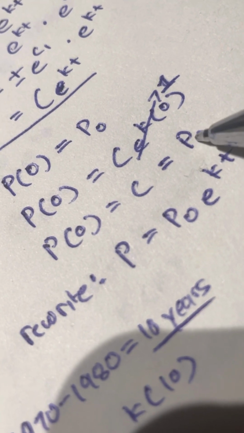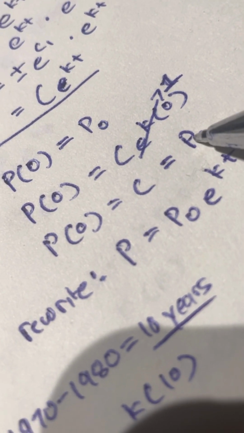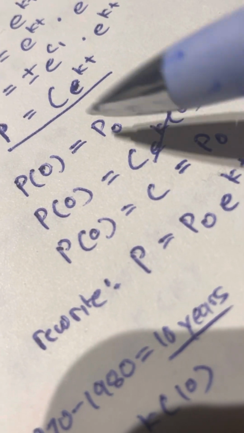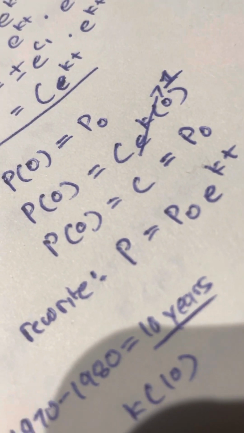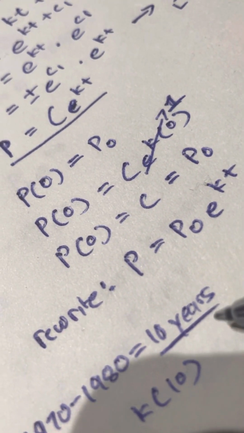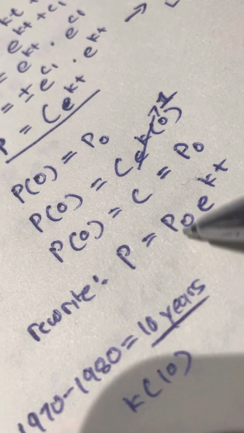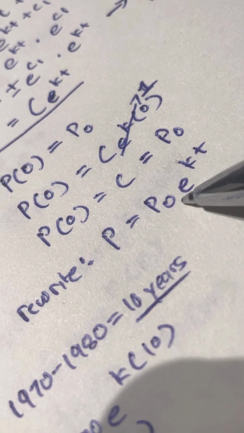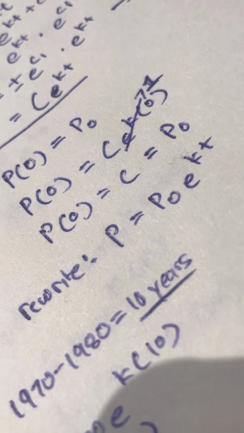which is equal to the initial population. So c is equal to the initial population because we set p of 0 equal to the initial population here. Now that we know c, we could rewrite this entire equation. Our constant is the initial population. So p is equal to the initial population times e to the kt.